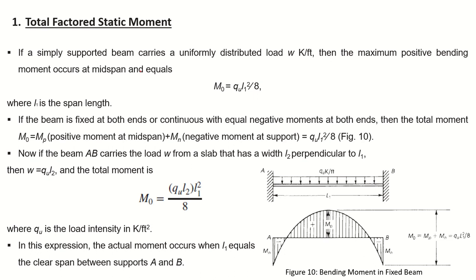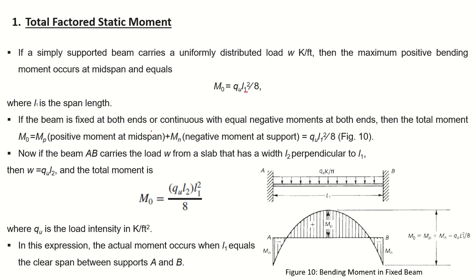Now coming to understand these things theoretically, the total factored static moment M naught is equal to Qu, where Qu is the load intensity in kip per square feet, because it is a slab, Qu L1 squared divided by 8. This is the maximum positive bending moment, where L1 is the span length.